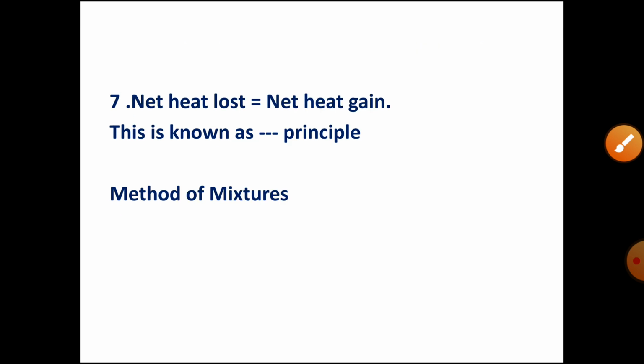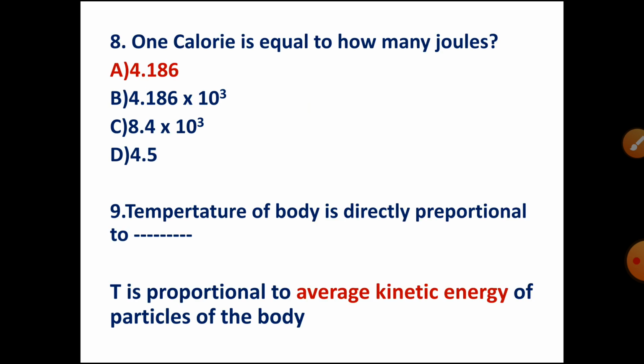Net heat lost is equal to net heat gain. This is known as the dash principle, method of mixtures or principle of calorimetry. 1 calorie is equal to how many joules? 4.186 joules. Temperature of a body is directly proportional to the average kinetic energy. The average kinetic energy of a body is directly proportional to dash, they will ask you. Then you have to write the absolute temperature. The average kinetic energy of a body is directly proportional to the absolute temperature.